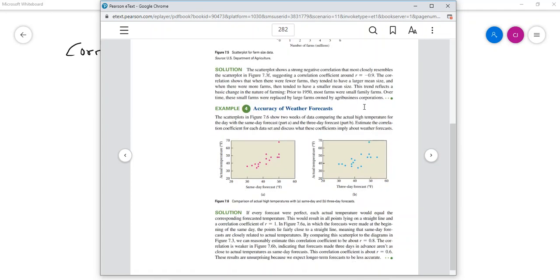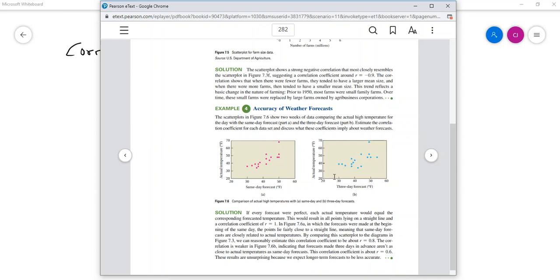Okay. Let's look at this. Kind of linear. It's positive. Strong positive. Same day forecast, actual temperature. So they predicted 30. They got like 35, right? So it looks like there's a pretty good relationship between same day forecast and the actual temperatures. So they do a pretty good job for the most part, right? That's what that's telling us.